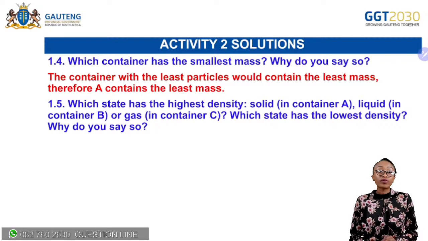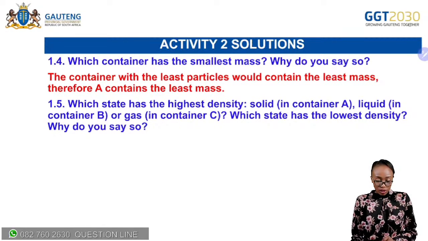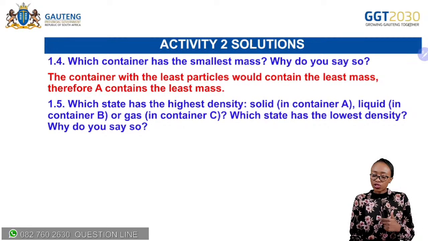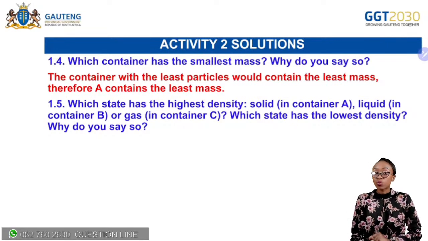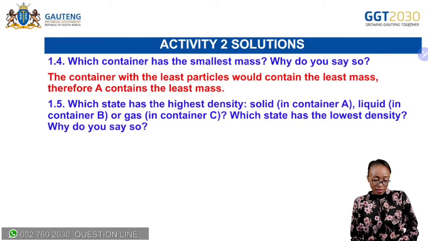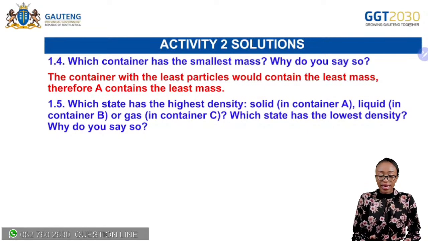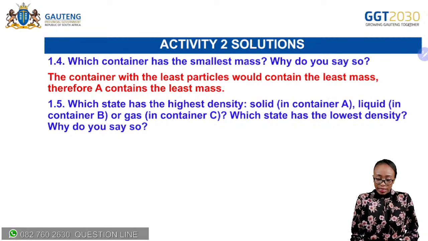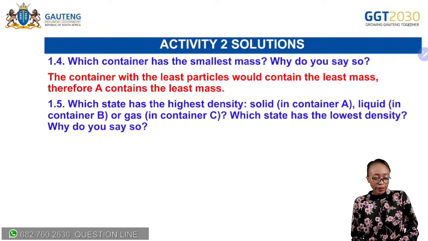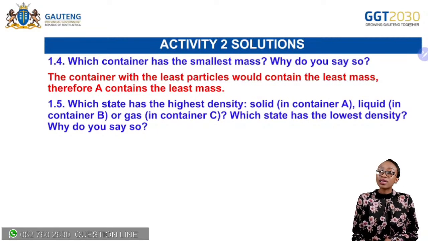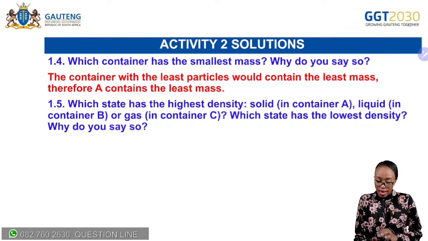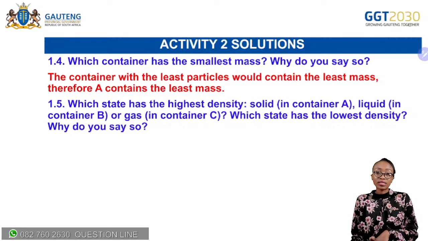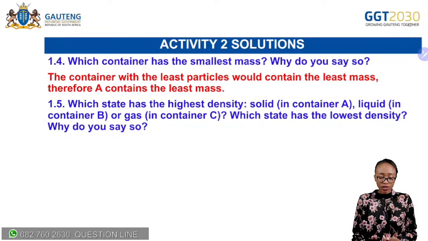Now, our fifth question. Which state between the gas state, liquid state, and solid state has the highest density? Is it the solid in container A? Is it the liquid in container B? Or is it the gas in container C? And which state has the lowest density amongst those 3, A, B, and C? And why do you say so?